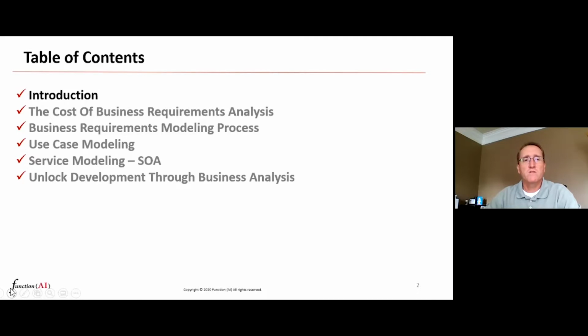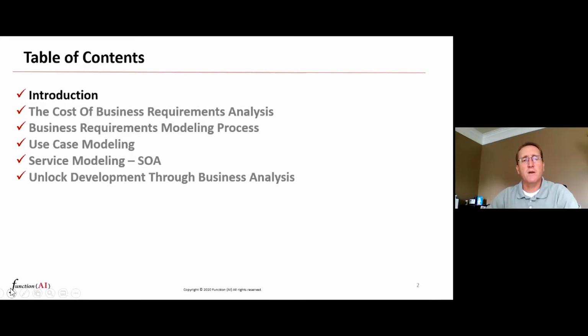Then we're going to move into the business requirements modeling process, where we'll discuss the continuation of doing it the right way, what that means to your organization, and where these business requirements drop in for you. And then we'll move over to use case modeling and discuss how the business requirements modeling process will add to the use case modeling that leads to design, to build, to deployment, and to monitoring and testing.